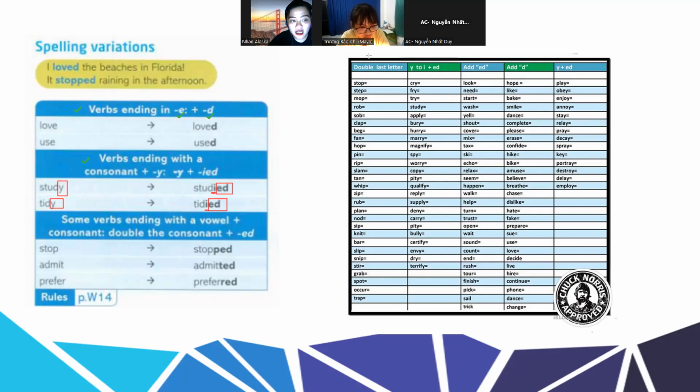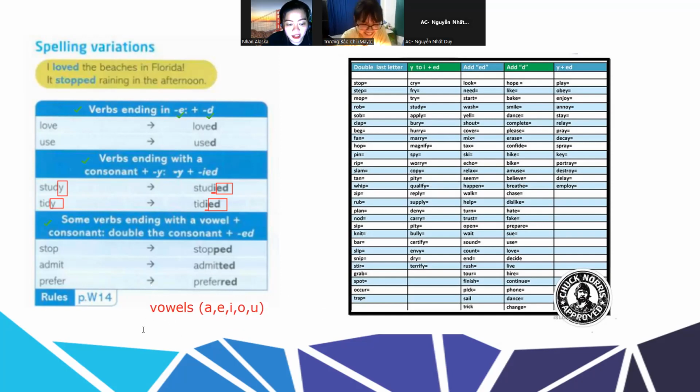All right. And the third rule, you need to remember this, Maya. I'll be asking you this again for the next meeting. Some verbs ending with a vowel and a consonant, double the consonant and add ED. All right, so let's take this slowly. This one is a bit complicated to explain. Some verbs ending with a vowel and consonant. Maya, what are the vowels in English? The A, the E, the I, the O, and the U. These are the vowels.